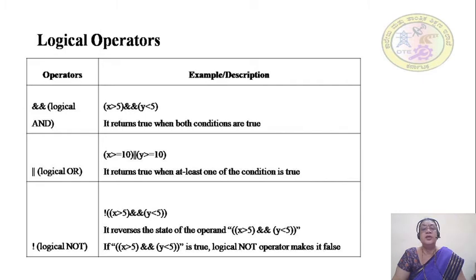Logical NOT of x > 5 && y < 5. It reverses the state of the operand x > 5 && y < 5. If x > 5 && y < 5 is true, the logical NOT operator makes it false.